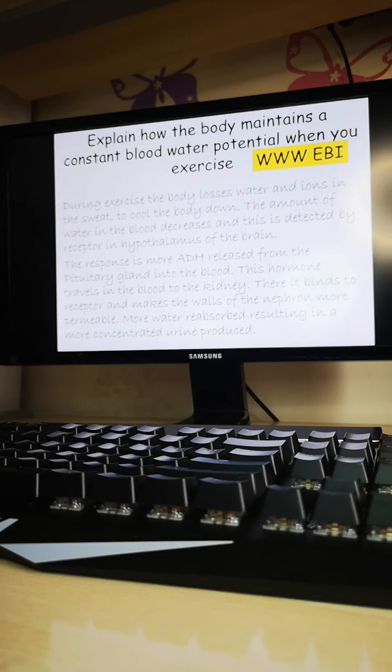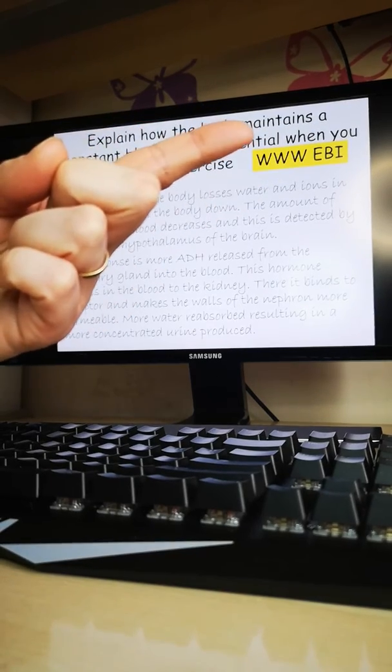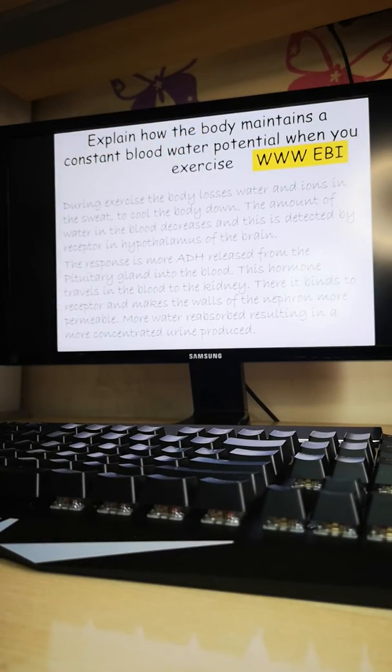So what do you think, first of all? You've got most of the right idea, as ever. The detail's not quite there. So how many marks would you give it out of 4 right now? I'm thinking about 2 or maybe 1. Let's have a look.